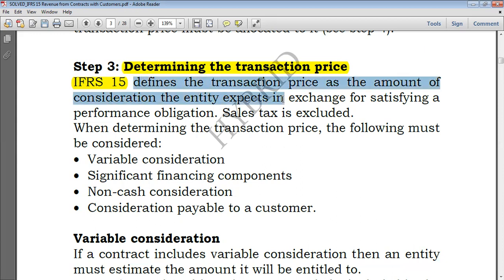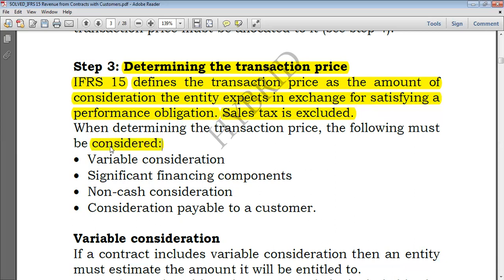So IFRS 15 defines the transaction price as the amount of consideration the entity expects in exchange for satisfying a performance obligation. This is what a transaction price means. You need to deliver something to a customer and you expect compensation in return for your provision of service or delivery of goods. So that's what we call transaction price. Sales tax is excluded. You cannot include sales tax in a transaction price, as we saw at the very beginning of the standard. So when determining transaction price, the following must be considered.